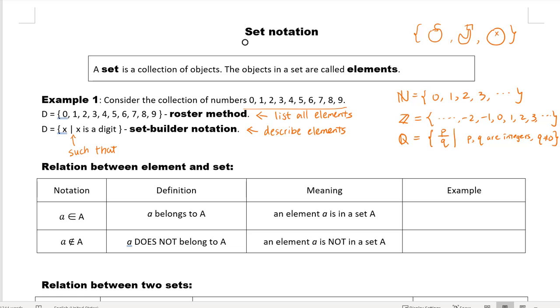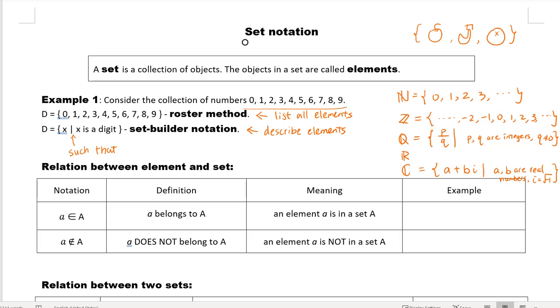Then we also have the real numbers and the complex numbers. The complex numbers are like a plus bi, where a and b are real numbers. And i, what is i? i is the square root of -1. So this is also set builder notation.